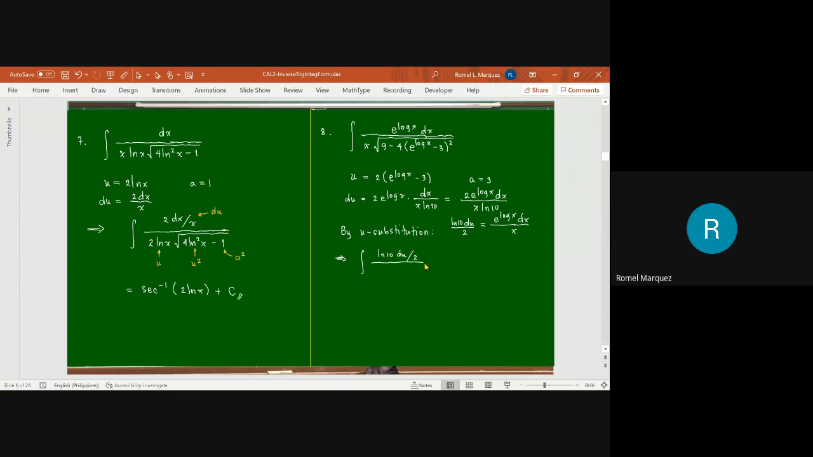Over the square root of... What is the 9? It's still 9. What is the 4 times this quantity? So that is u squared. Oh, u squared. The ln 10 over 2, I don't need that inside. I can put that out. ln 10 over 2.